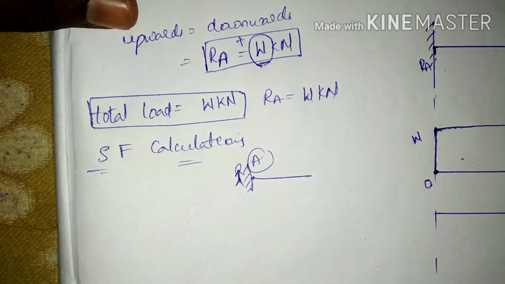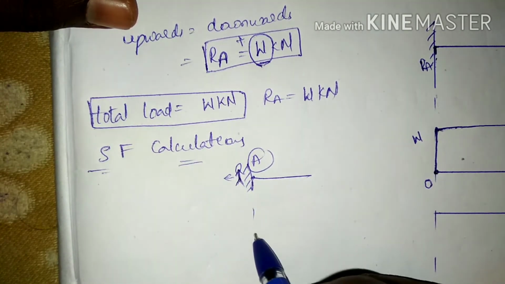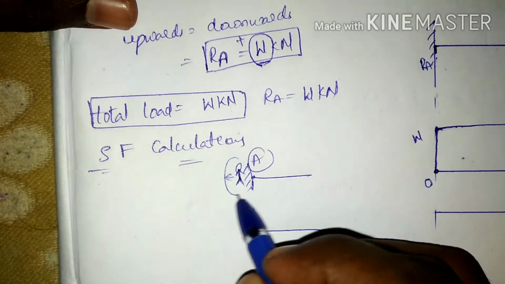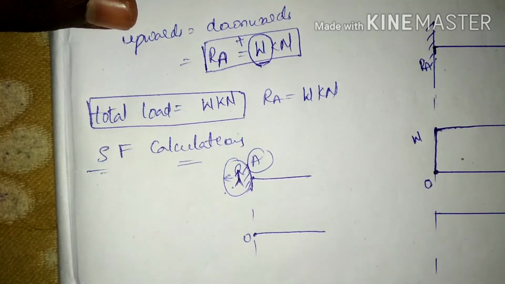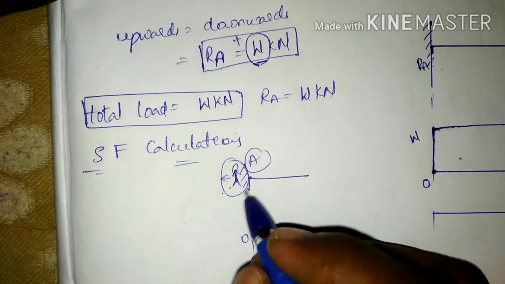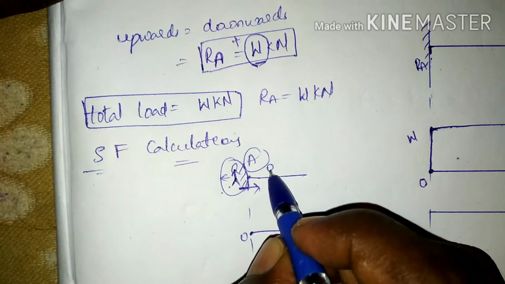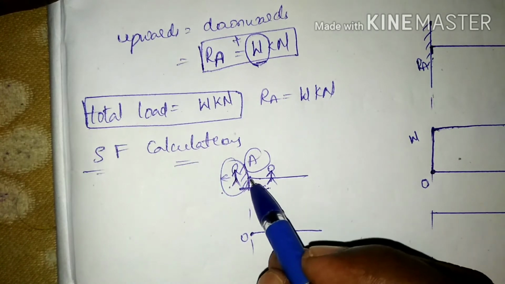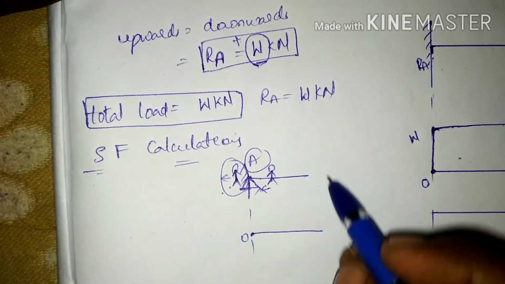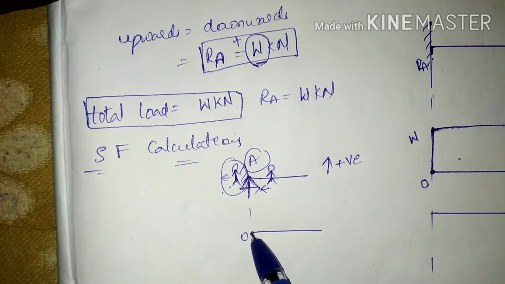And I look from the left side. Always I look at the left side. Since there is no support or there is no load, I am considering that as 0. And I just move to after the support, here, and looking at the left side, I find the RA reaction is in the upward direction. That upward direction I consider as positive, and the value of RA is W kilonewtons.